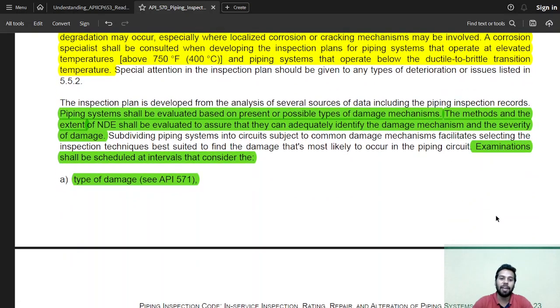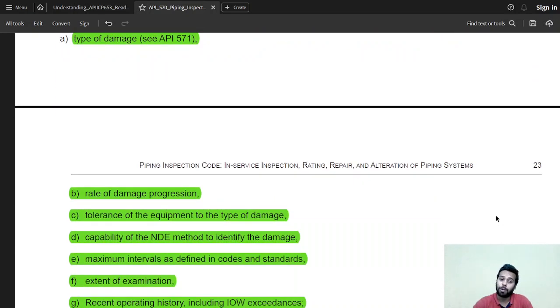Piping systems shall be evaluated based on the present or possible types of damage mechanisms, and the method and extent of non-destructive examination calculated to assure that they are adequate to identify the damage mechanisms and the severity of the damage. First of all, we already know that not all kinds of non-destructive testing can tell you every defect. So you first need to understand what kind of damage mechanism is possible. Second, you also need to understand whether the non-destructive testing that you are doing is capable of identifying the damage mechanism or not.